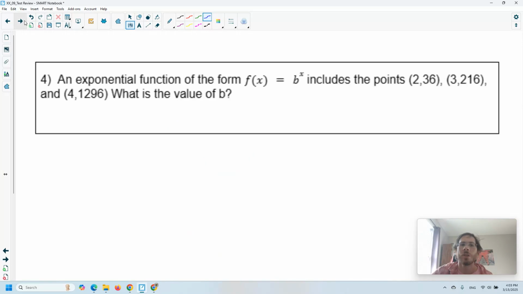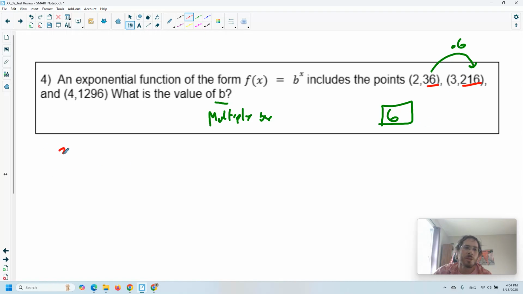All right, for 4, it says an exponential function of the form f of x equals b to the x includes the points (2, 36), (3, 216), and (4, 1296). What's the value of b? So to find out what b is, remember b is what we're multiplying by. So if we look, we can see here that 6 times 36 is going to be 216, so the answer is 6.